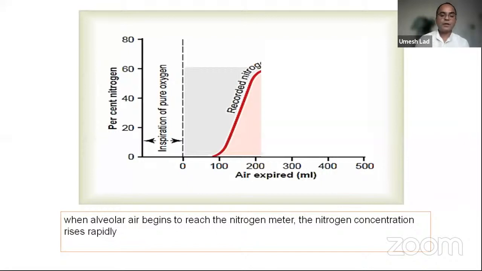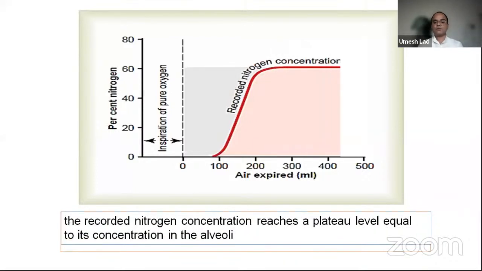Now, where is this nitrogen coming from? It is from the air which was trapped inside the alveolus at the end of expiration, and that is being mixed with the oxygen. That nitrogen which is exhaled is what we are going to measure. Initially this graph will begin from here. It will take a steep rise and reach a nitrogen percentage of approximately 60%. And then once all the nitrogen is exhaled, it will reach a plateau level.